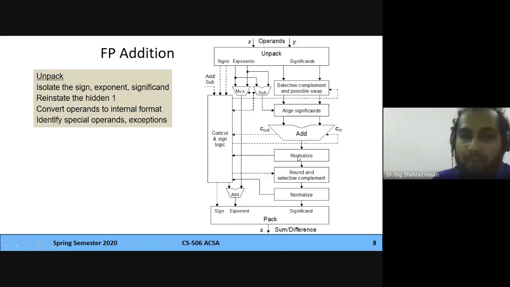Normalization is a process where we say that there should be a single one before the decimal point, and in order to do that, we are going to shift the numbers and increase or decrease the exponent values. After that, we can have a rounding operation as well. Now remember, there is another normalization after rounding. When you add two numbers, sometimes you normalize that number, then you round that number, and because of that rounding, you may need another normalization, right?